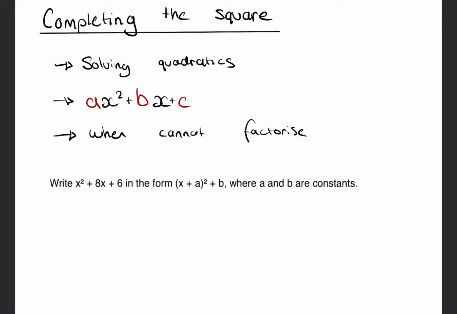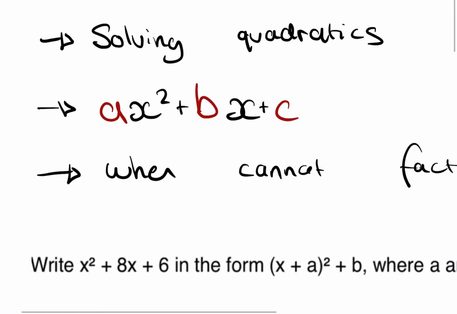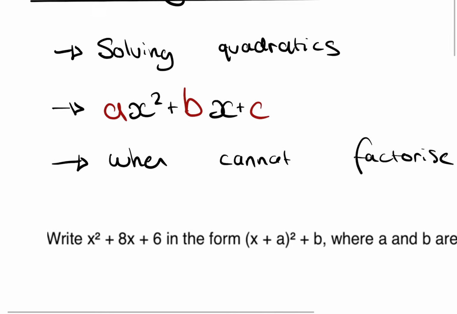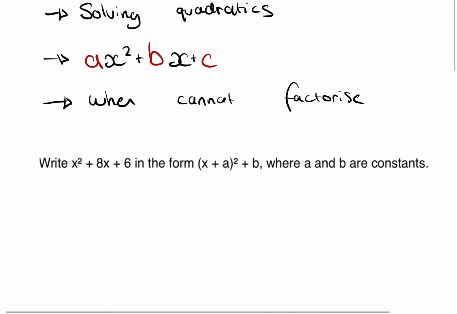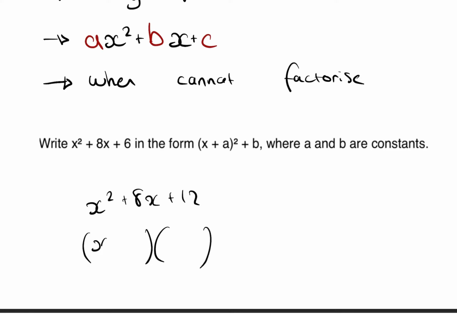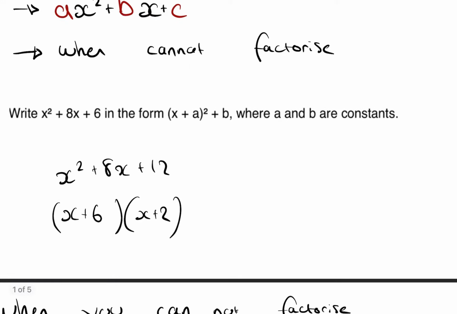Okay, in today's video we're going to be looking at completing the square. This is when we're trying to solve quadratics, and normally we have them in this ax squared plus bx plus c format, and it's when you can't factorize. So for example, we know that x squared plus 8x plus 12, we can factorize it as x plus 6 and x plus 2. But what happens when you can't factorize, for example, a question like this?